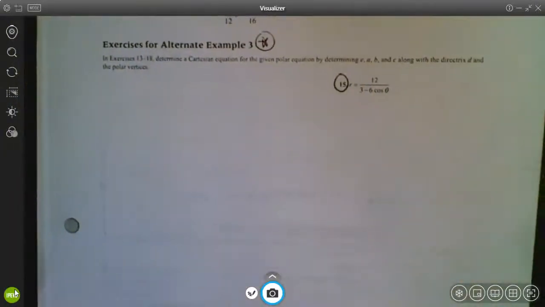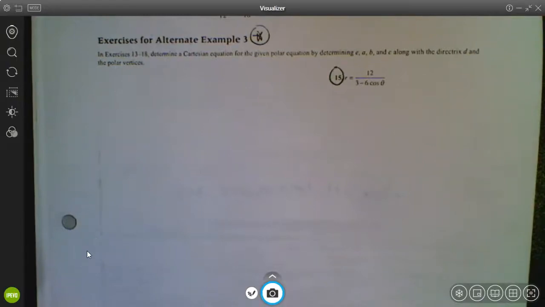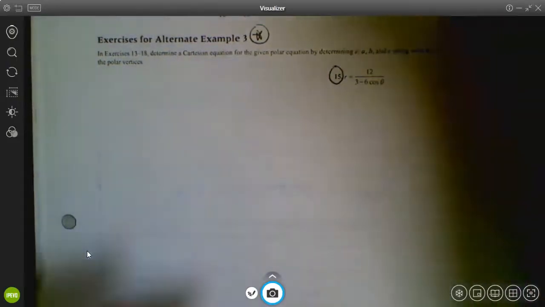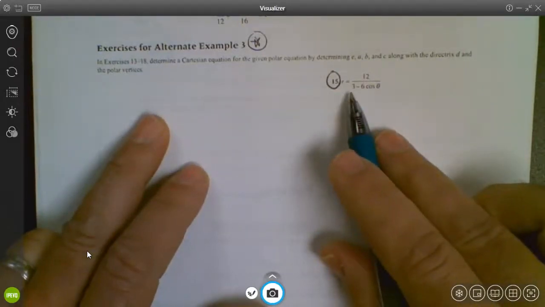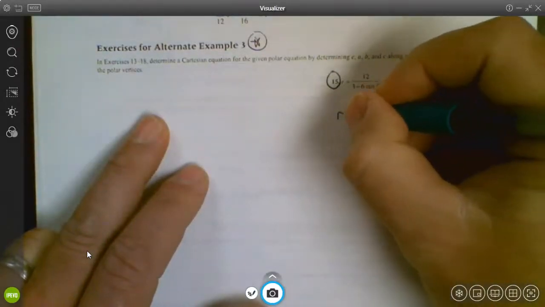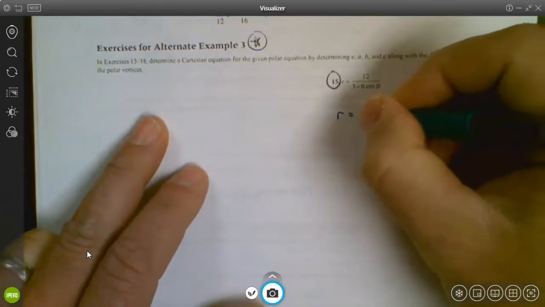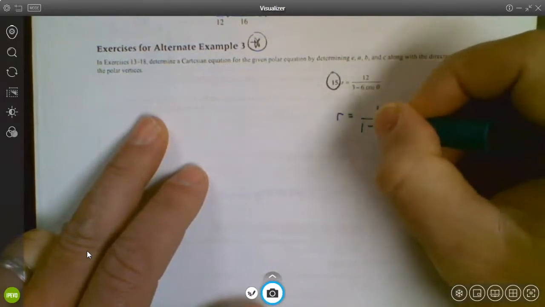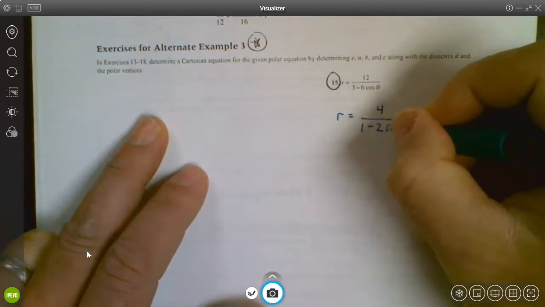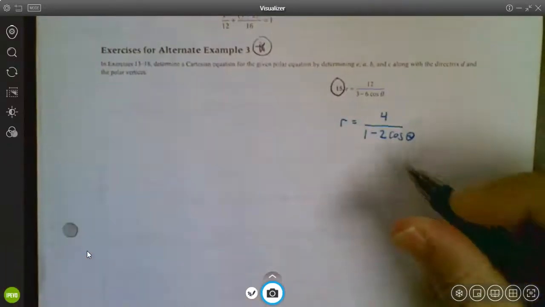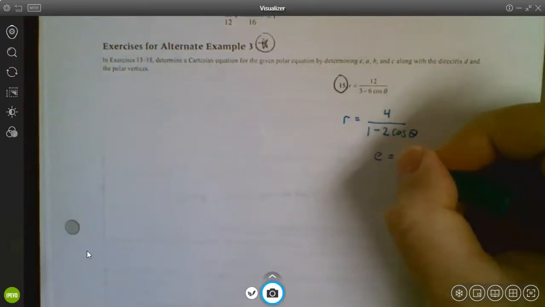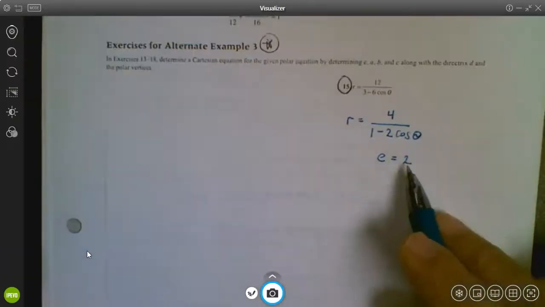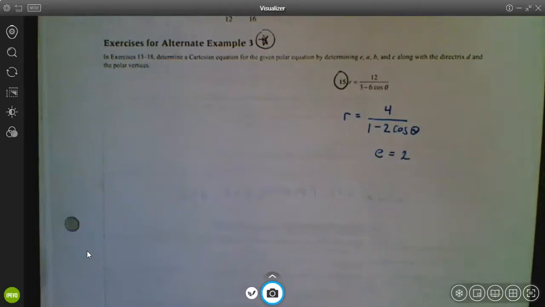Thought we should try one of those. So if you want to try one of those for practice, here we go. Let's go. I'll go through this as quickly as I can for you. And then we have one last thing to talk about. So first thing I'm going to do is divide all of this by 3. So it becomes 4 over 1 minus 2 cosine theta. Right off the bat, I can see that my eccentricity is a 2. Greater than 1, which tells me this is a hyperbola.